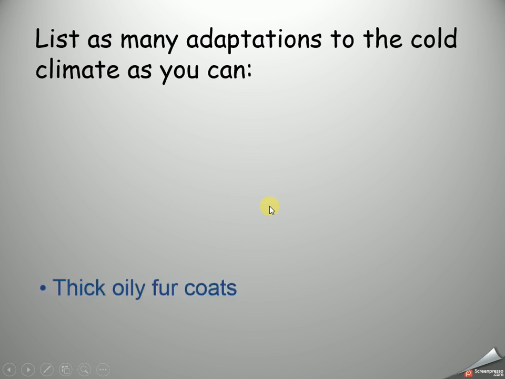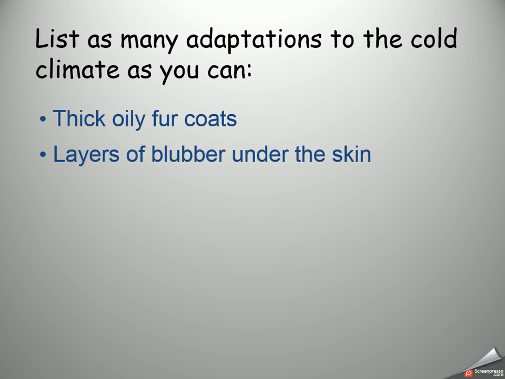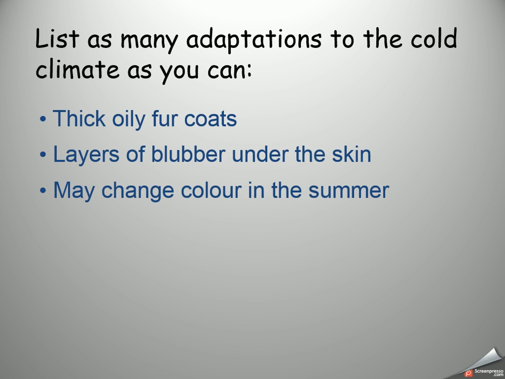Now, they have thick oily fur, because if they go in the water and there's oil on the fur, the water will just straight away come off. These are all the ones you guys have to know. Layers of blubber under the skin, basically lots of fat under the skin. They may change colour in the summer, because in the summer the ice is going to melt and the landscape is going to change, and so they must change with it. Otherwise, if they're still white, they'll easily get spotted by the prey or the predator, whichever way around it is for that particular organism.